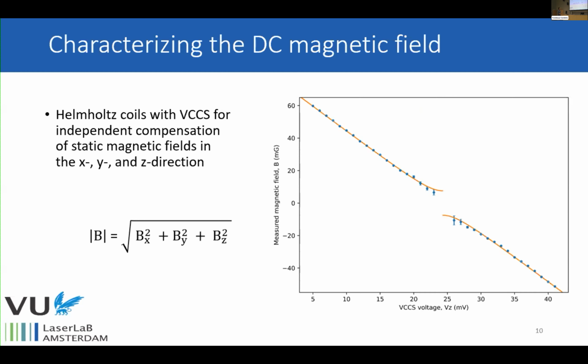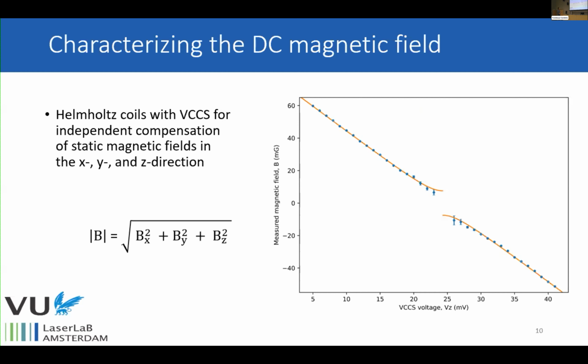And if we fit the data, then we can see that in the limit where the z component of our magnetic field goes towards 0, our quantization axis becomes less well defined. So you see the uncertainty going up, and we can see that this fit tends towards the residual magnetic field, which we have in the other two directions.